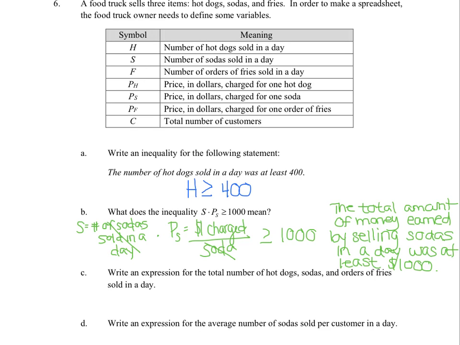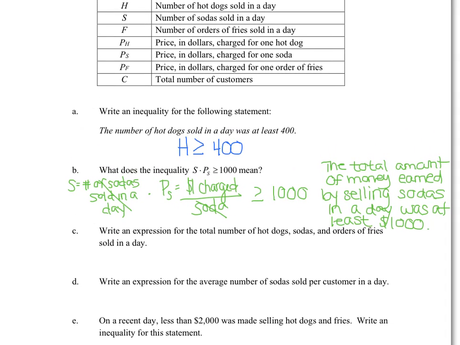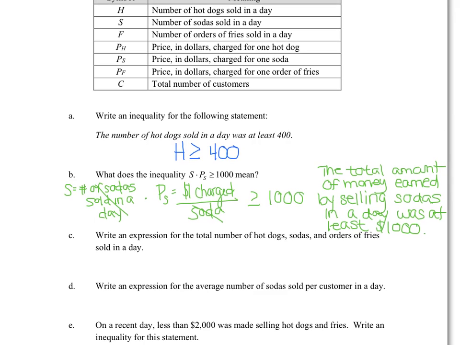All right, part C. Write an expression for the total number of hot dogs, sodas, and orders of fries sold in a day. Well, we can see by our symbols up here, H is hot dogs sold in a day, S is sodas sold in a day, F is orders of fries sold in a day. So the total number of hot dogs, sodas, and orders of fries is H plus S plus F.